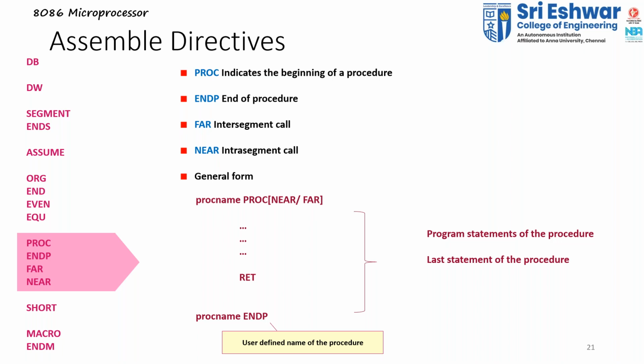If I want to take the data inside the prescribed memory location of the processor, that is said to be an intra-segment call. If I want to take data outside of that, it is said to be an inter-segment call. I'm storing my subroutine in some other memory location which is not near the main program; that is an inter-segment call. Next, the general form: procedure name PROC NEAR or FAR, then the program statements, RET, then procedure name ENDP. It is used to define the name of the procedure.